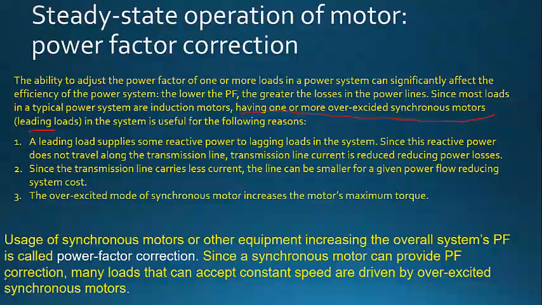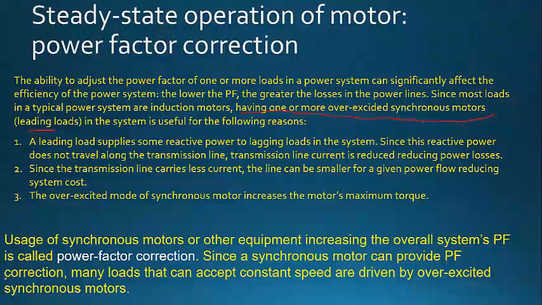Here we are going to generate the reactive power at our load center, so the only thing that will be transmitted will be the real power. In that case, you minimize losses. Another reason is that, since the transmission line carries less current, the line can be smaller for a given power flow, reducing the system cost.